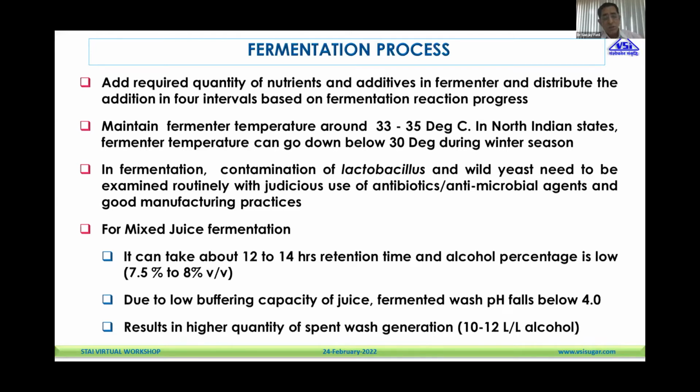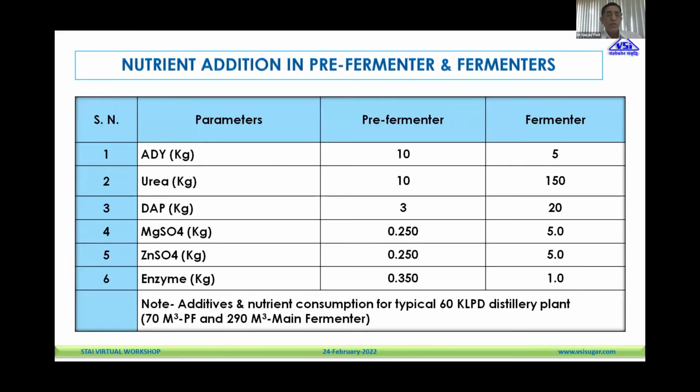But if you use mixed juice for fermentation, your pH is going to fall below 4 during the fermentation, and this will also result in a higher quantity of spent-wash generation because of the lower alcohol concentration in fermentation. So these are the typical doses of nutrients which are used in the pre-fermenters and fermenters. These are the typical doses for a 60 KLPD distillery. Of course, this will vary from mill to mill, but these are the typical details.